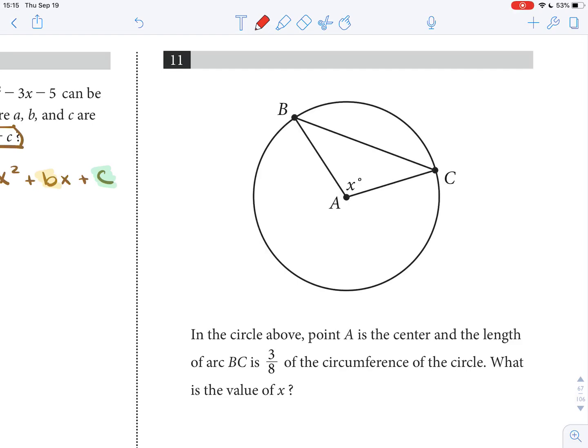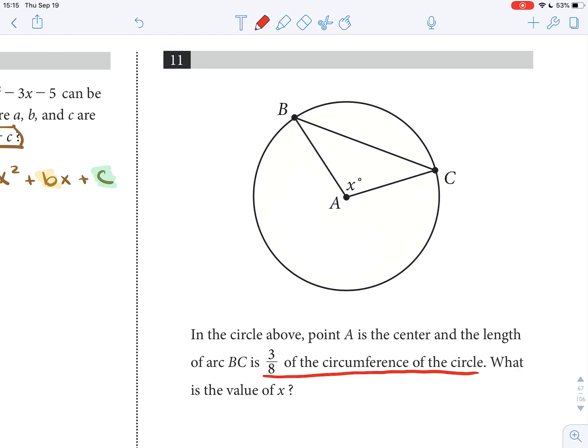All right, number 11. We are told that in the circle above, point A is the center, and the length of arc BC is 3/8 of the circumference of that circle. So, what is the value of x?